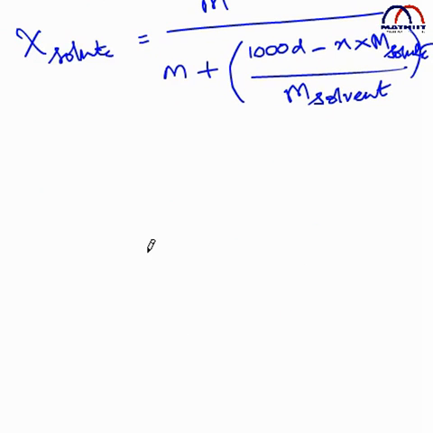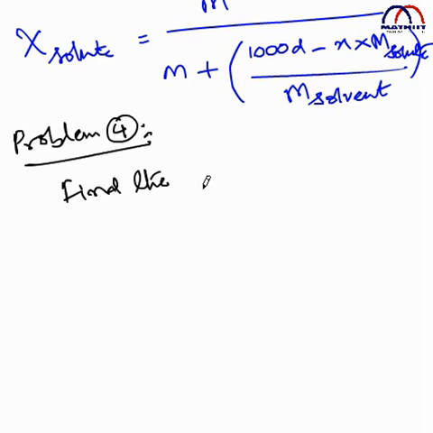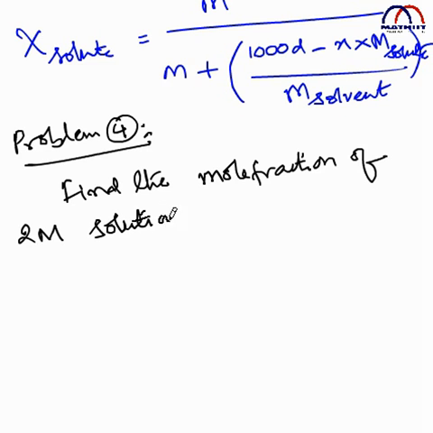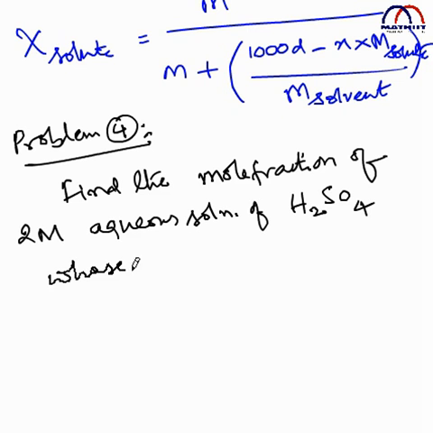Let us do one problem based on this concept. The problem is like this. That is problem number 4. Find the mole fraction of a 2 molar aqueous solution of sulfuric acid whose density is 1.2 grams per cc, or specific gravity of the solution is 1.2 grams per cc.